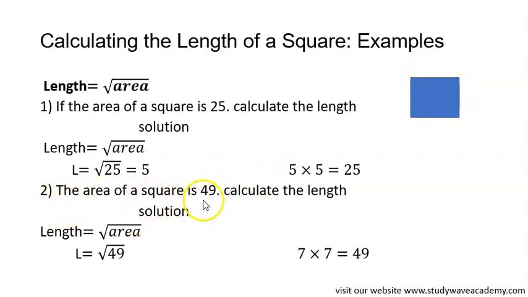The area of a square is 49. Calculate the length. Here the area of the square is 49. We're looking for the length. So its length equals the square root of the area, and the area here is 49. So L, which is length, is equal to the square root of 49. What is the square root of 49? Think of two numbers that when multiplied by itself is going to give you 49. What is that number?